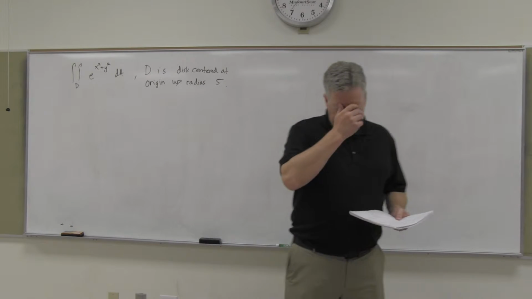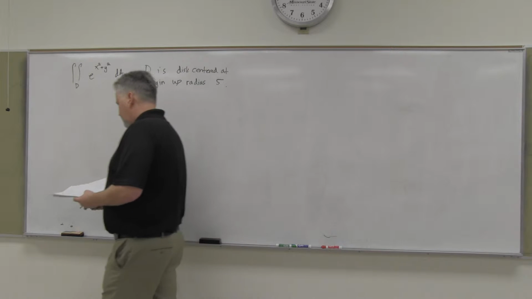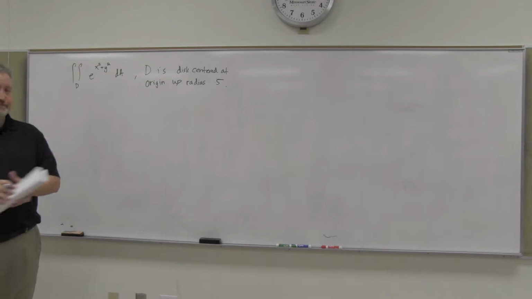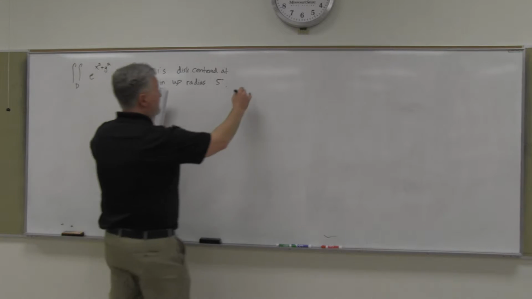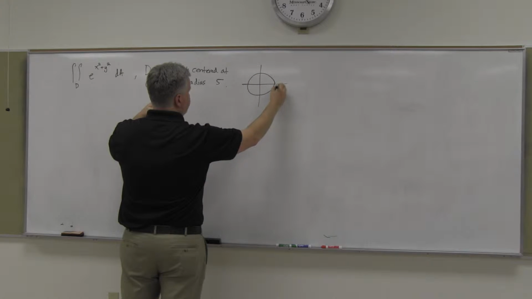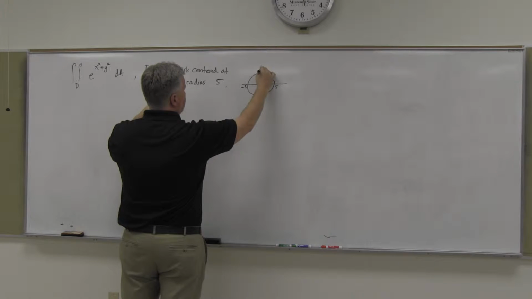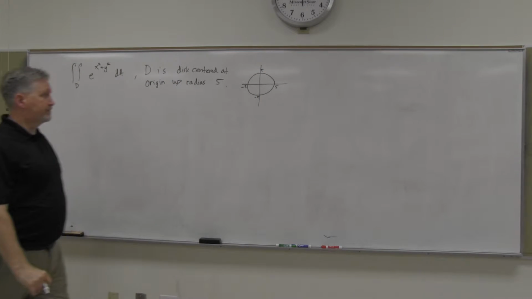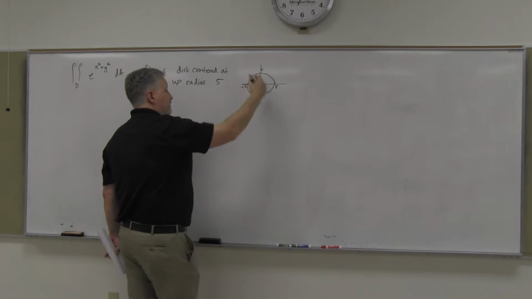All right, here's another polar example, a place where you use polar because, again, we just have D is the disk centered at the origin with radius 5. So that's pretty much a given. That would be a pretty good one for polar. Otherwise, you have to go from this negative square root to that square root.